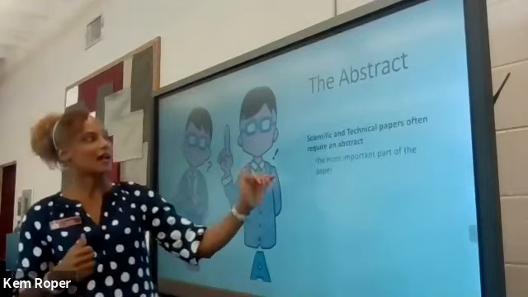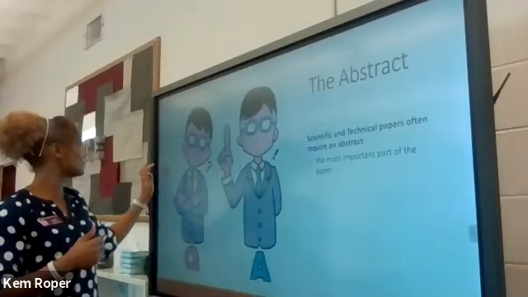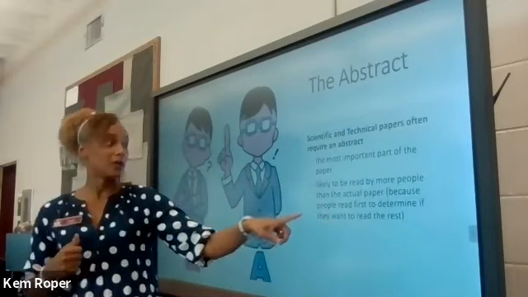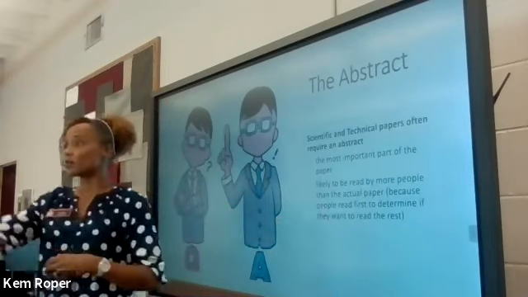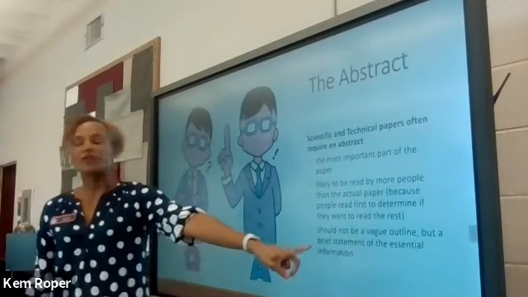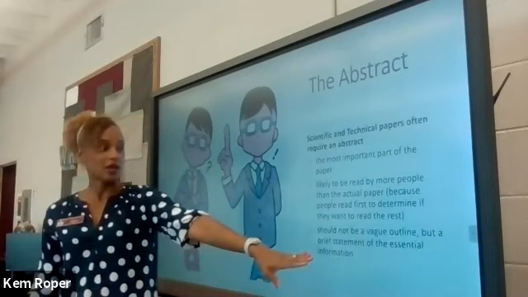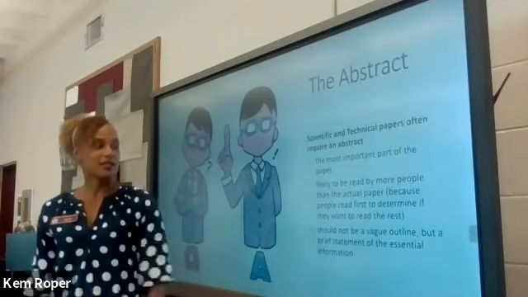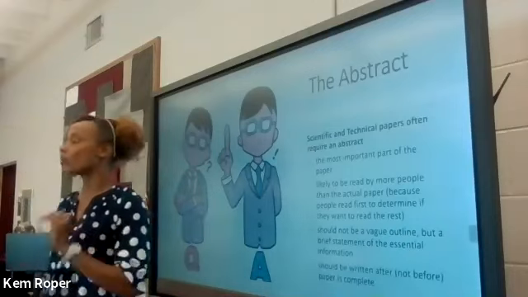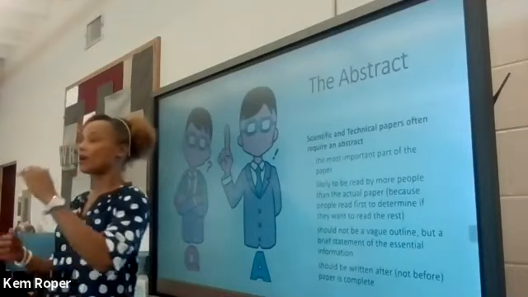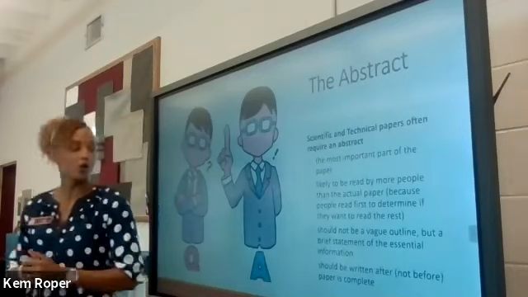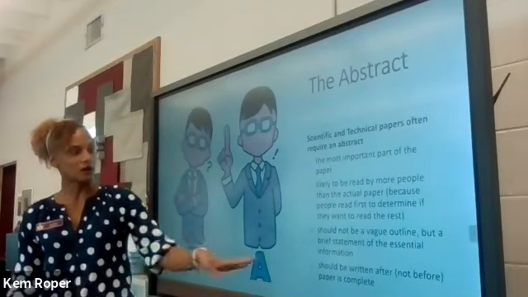But when you're writing an abstract, keep in mind that it is a very important part of the paper, likely to be read by more people than the actual paper itself, because just like when you're doing research, it's the one thing that you read, even if you don't read the rest. Therefore, it should not be vague, okay? It should be a brief statement of the essential information that's contained within the report. Keep in mind how useful it is when you come across an abstract that gives you everything that's in the report. You want to write yours that way as well.